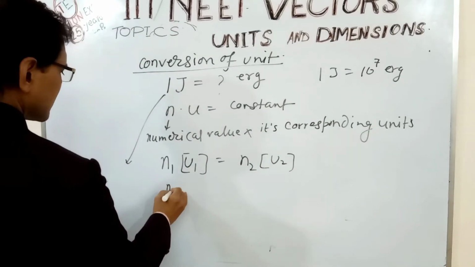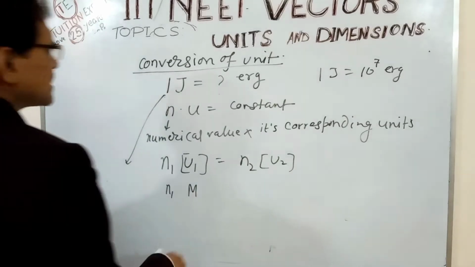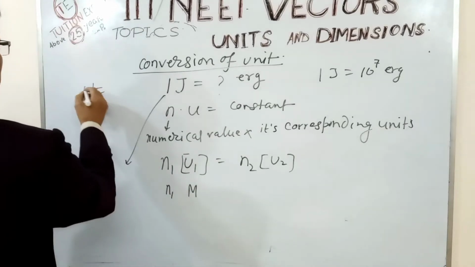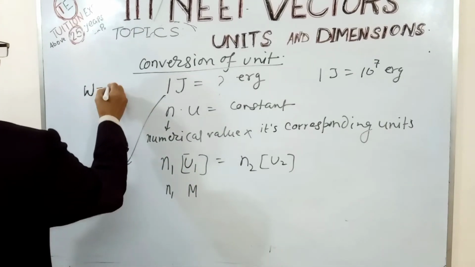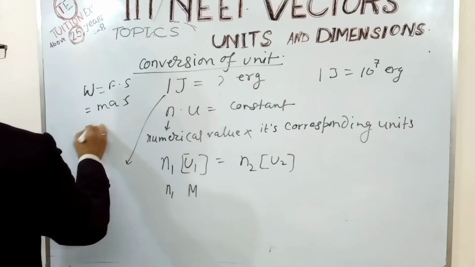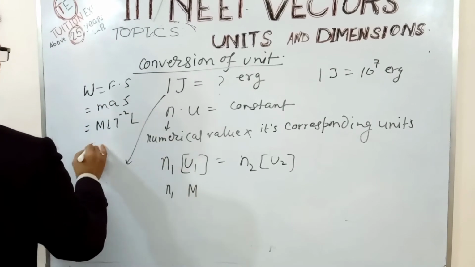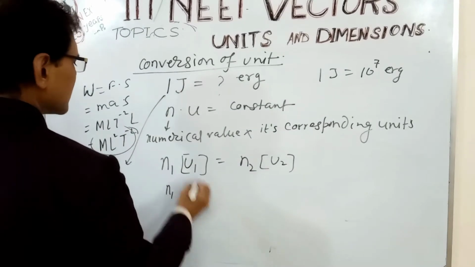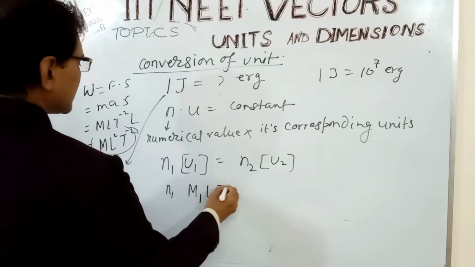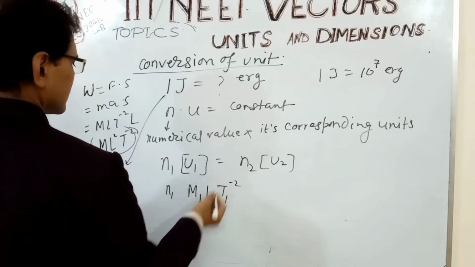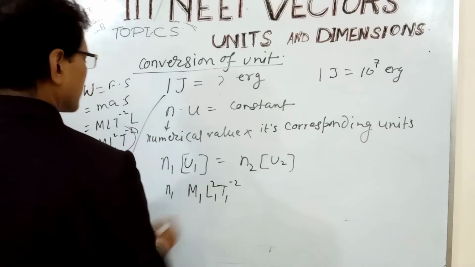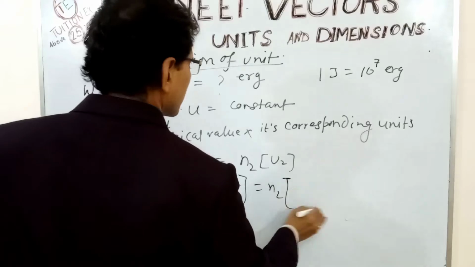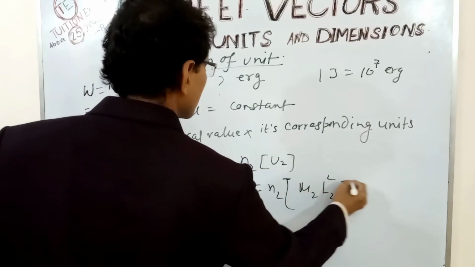Now write the dimensional formula of work. We know work equals force times displacement, that is mass times acceleration times displacement, which is M L T to the power minus 2 times L, that is M L squared T to the power minus 2. So we use this formula. So n1 M1 L1 T1 to the power minus 2 equals n2 M2 L2 T2 to the power minus 2.